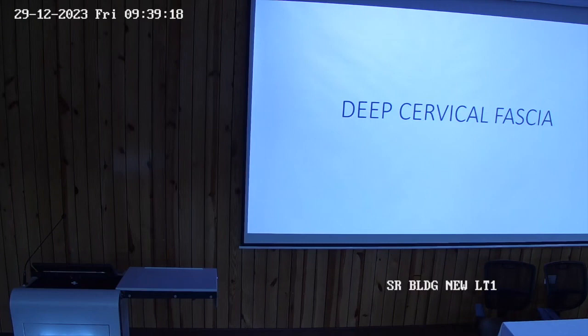यहां पर पूरा मान लो एक डीप सर्वाइकल, इन्वेस्टिंग लेयर ऑफ डीप सर्वाइकल फेशिया है. ओके, so when it goes up from the hyoid bone, above the hyoid bone, okay, there is a gland over here, which is called the submandibular gland. It's a salivary gland just at the lower border of the mandible. Okay, so it will split to enclose the submandibular gland.